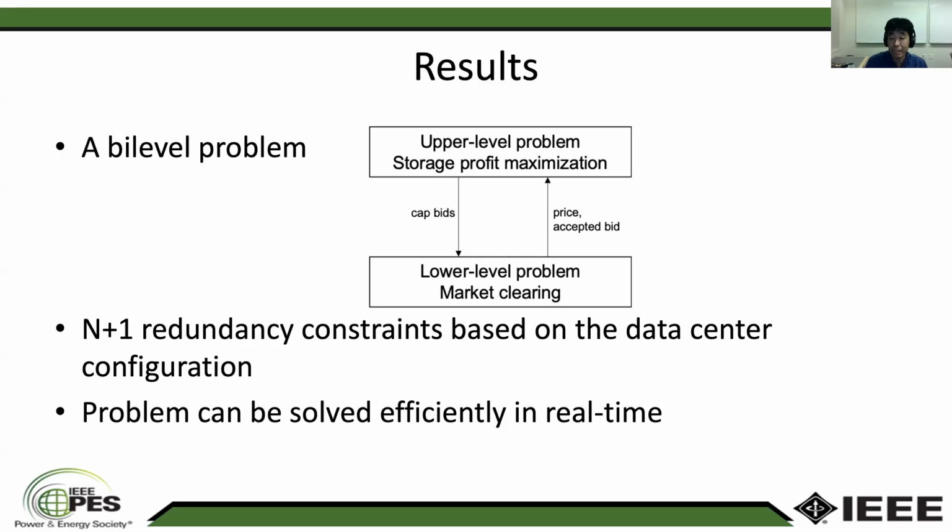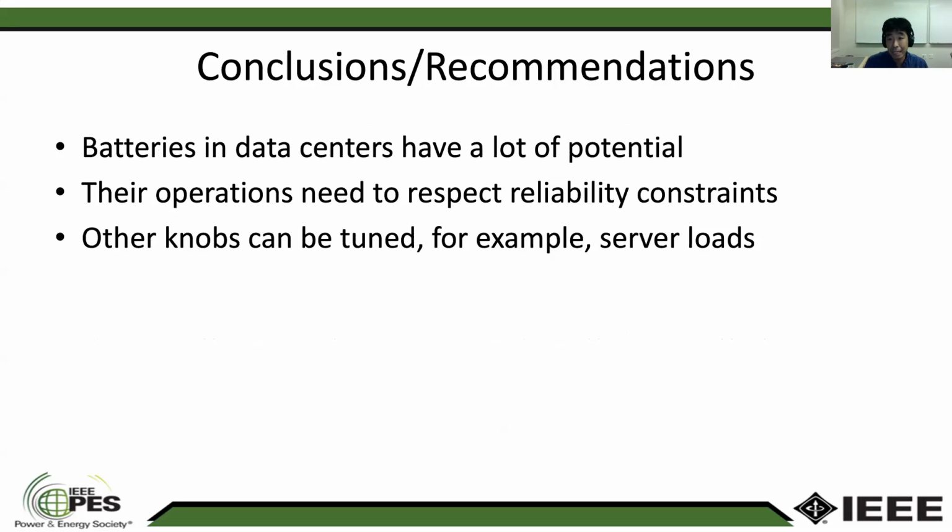It turns out we can write the N+1 redundancy constraints fairly easily into the problem, and we can solve this problem fairly easily in real time. So the conclusion is that this battery has a lot of potential. But to extract this potential, we need to be mindful of their reliability constraints. And there are definitely other knobs you can play.